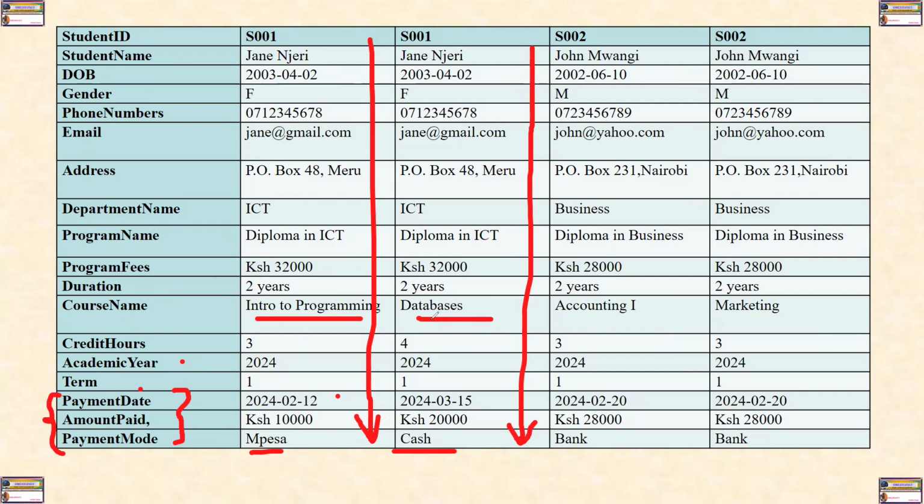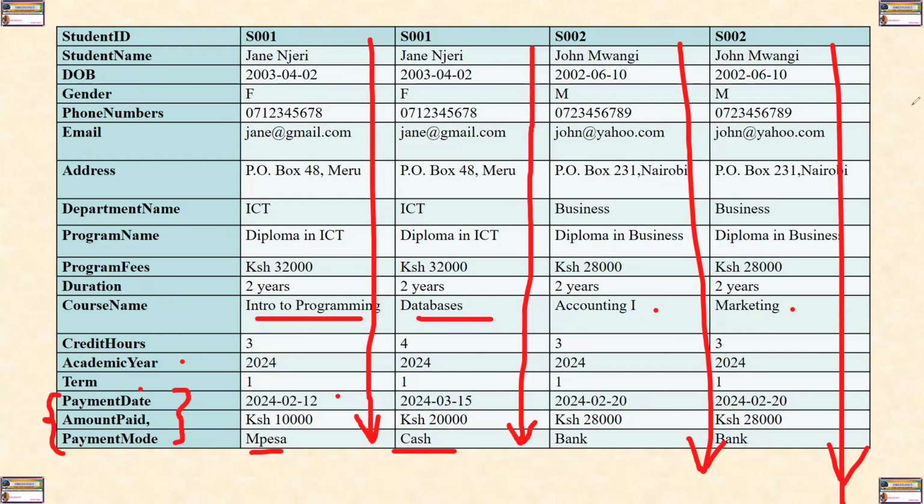So it is as a result of the fact that Jen was having more than 1 course and more than 1 mode of payment that has made us split these 2 records to behave as if they are 2 different students. John Mwangi was also taking 2 courses, accounting 1 and marketing. So as a result of that, we also had to split the record for Mwangi so that it becomes 2 records, the first record and the second record.